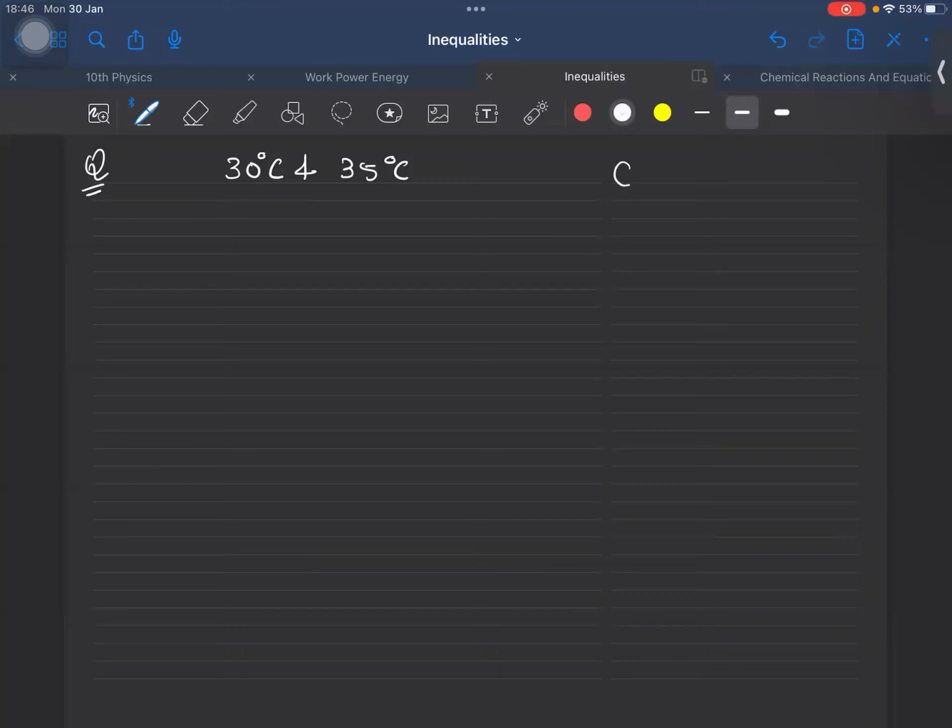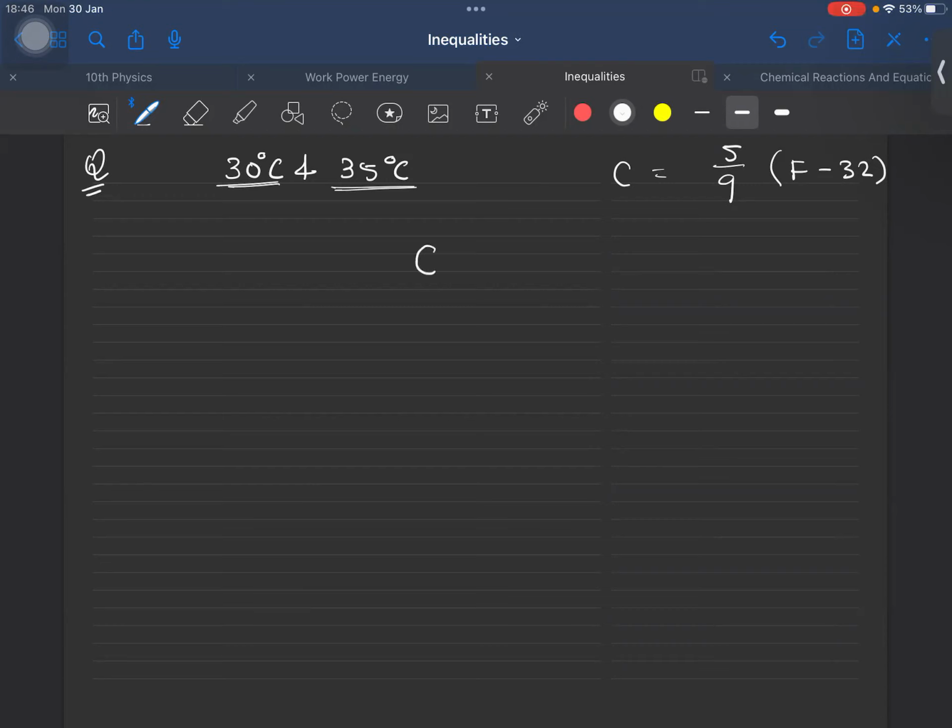So C is equal to, we know, 5/9 times (F - 32). So that's the conversion of degree Fahrenheit into degree Celsius. Right, so we know this thing. Now, according to the given problem, it says it has to be between 30 degrees Celsius and 35 degrees Celsius. That means it's really simple.